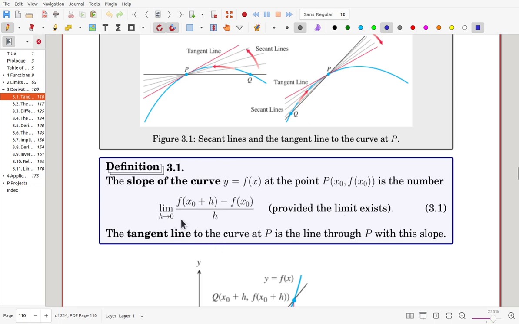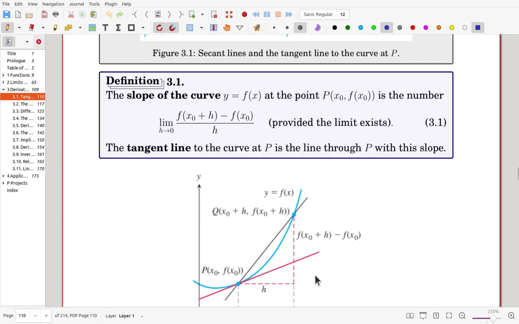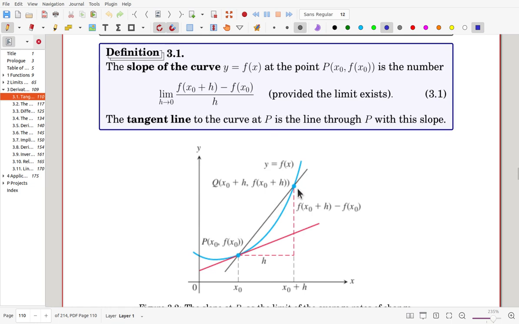Okay, here we define the slope of the curve. That's the number, the limit of the difference quotient. Once this limit exists, then we say that is the slope of the curve. And as you can see from the figure, this is the average slope between x0 and x0 plus h, and as h approaches 0, it will converge to the tangent line, and that is the slope of the tangent line, and also we call it the slope of the curve at the point. That is the definition.